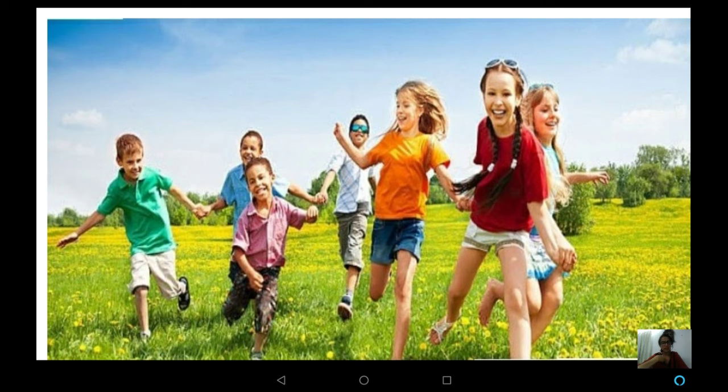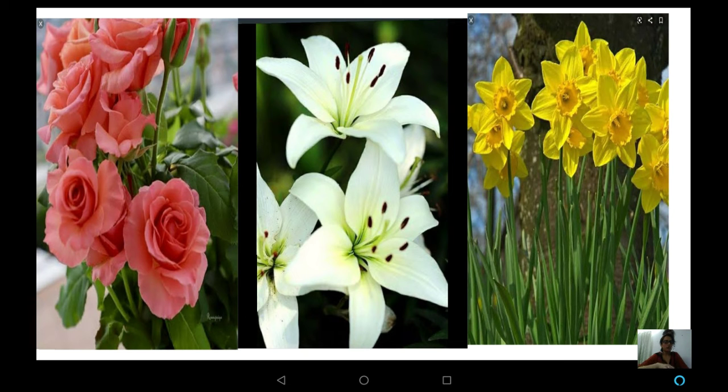Now the next two lines say, the beautiful roses, lilies, and daffodils peep out of everyone's window sills. In these lines, students, the poet is telling us that the moment spring comes, everyone is happy and full of cheer. Why? Because all kinds of flowers like roses, lilies, and daffodils are in full bloom. And they are peeping out from everywhere, including the windowsills of the houses. Now, students, what is a windowsill? It is basically a ledge of the window.